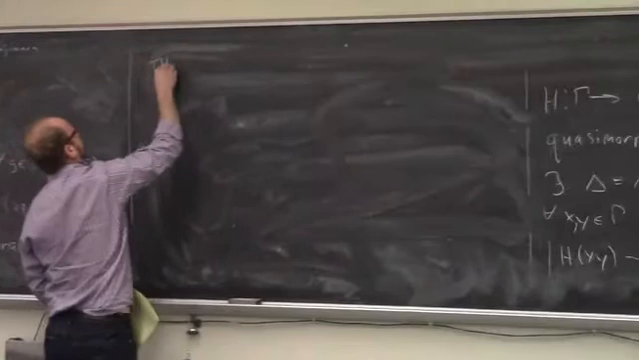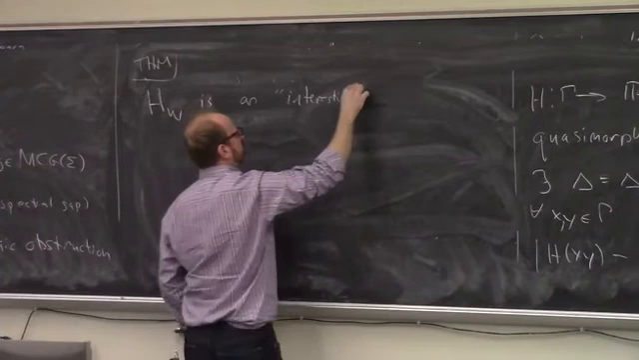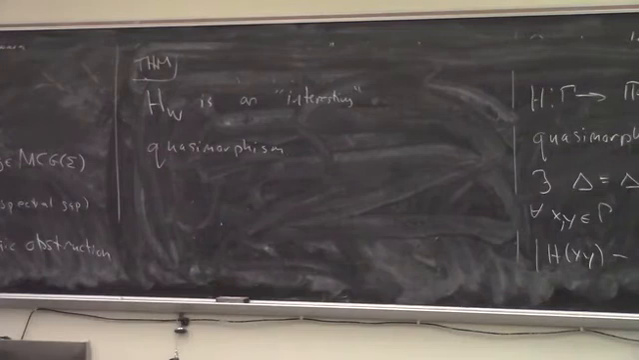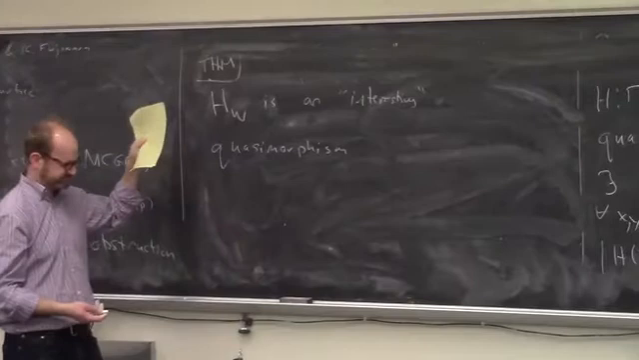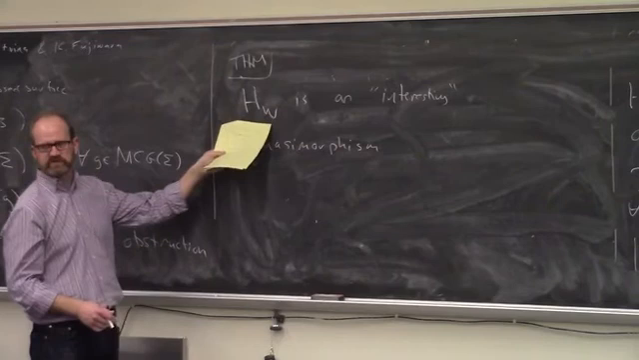So the theorem is that h_W is, and I'll put this in quotes, an interesting quasimorphism. What would be an uninteresting one? Well, for example, a bounded function would be a quasimorphism, and that wouldn't be too exciting. A homomorphism would also be a quasimorphism, and that wouldn't be too exciting. This one is not going to be either a bounded function or boundedly close to a homomorphism. In fact, another way of writing this is: this will not be homogeneous as it is, but if I make it homogeneous, it will be a nontrivial quasimorphism.